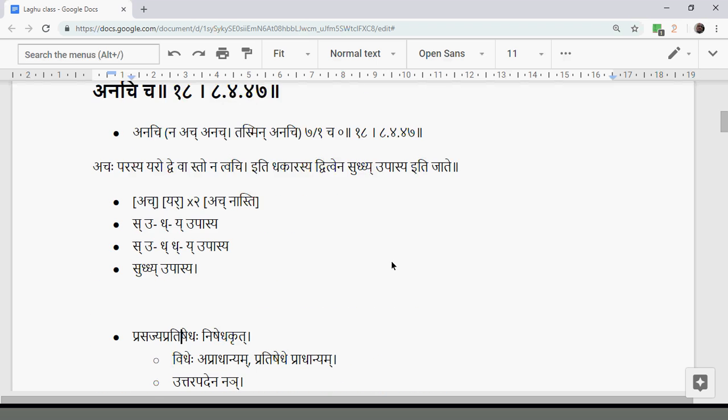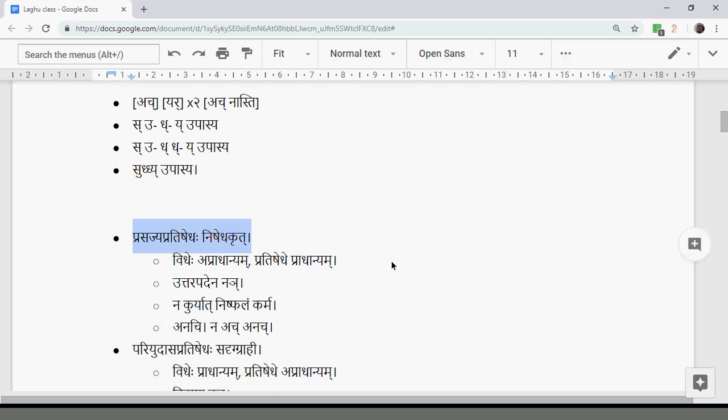So there is a shloka, a part of which says, prasajya pratishedhaha nishedhakrut, while paryudasa pratishedha is sadrigrahi. So one is nishedhakrut. Nishedhakrut means nishedham karoti iti nishedhakrut. It makes a nishedha; it is negating something. Prasajya pratishedha is negating something. In the example anachicha, na ach anach, it is negating ach. That's all it is doing. It is not giving a vidhi, saying you do this, you do that. It is negating. It says that there should not be an ach following. That is the pratishedha. Therefore, pratishedhe pradhanyamasti.